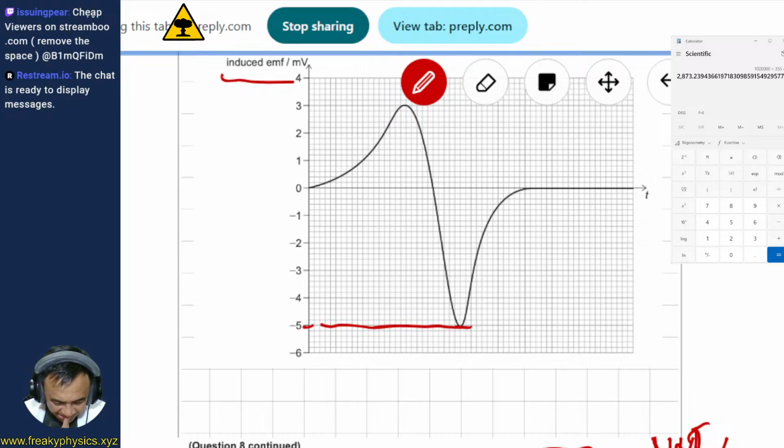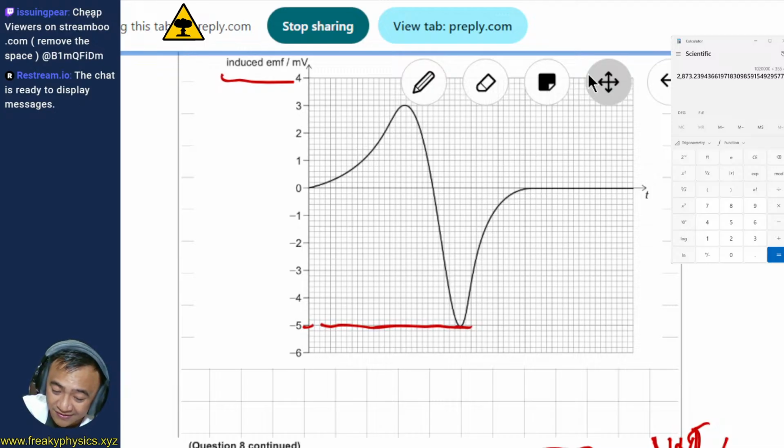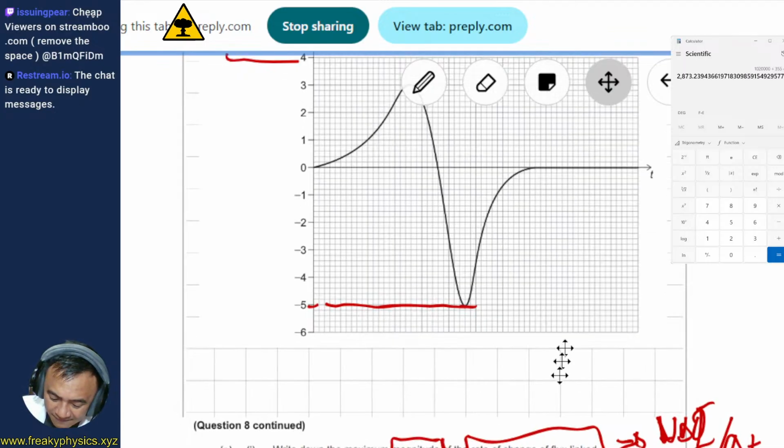Okay, and just to clarify, it's bigger when it's negative because the velocity is faster. The correct term here would be the magnetic flux linkage is changing at a higher rate. And one way you can do that is to have the magnet move faster. Another way you can do that is for one reason or another, you're just actually increasing the magnetic field.